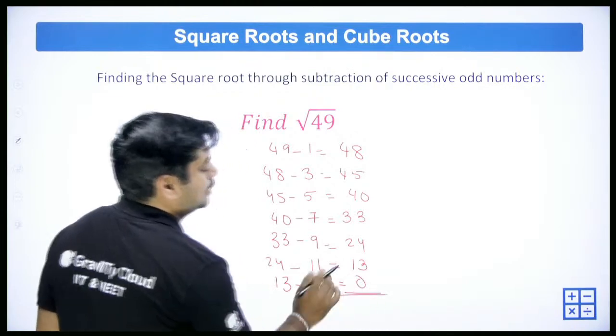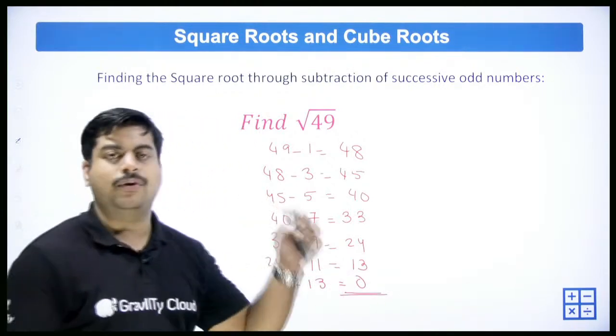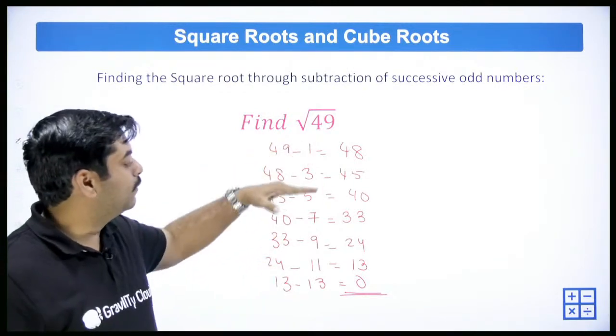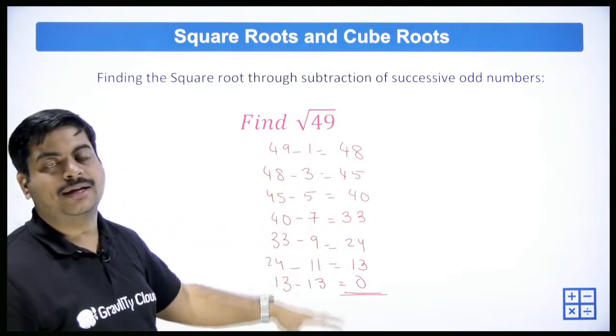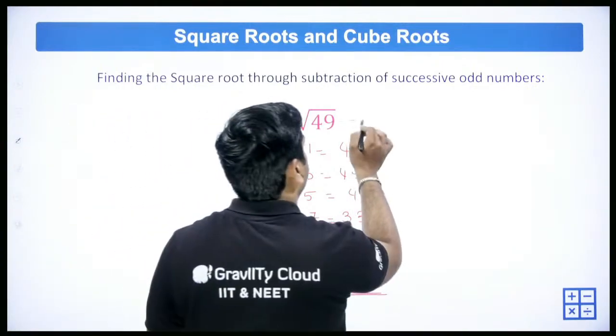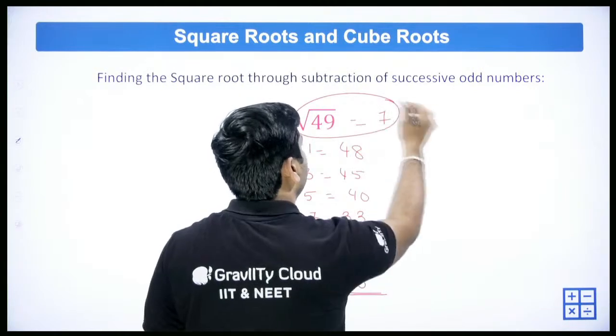Once you get 0 here, that means it is a perfect square. And you know the number of steps: 1, 2, 3, 4, 5, 6, 7. So we went for 7 steps to get the value as 0. So root 49 is 7, or simply you can say that 7 square is 49.